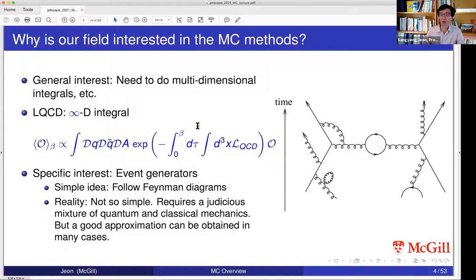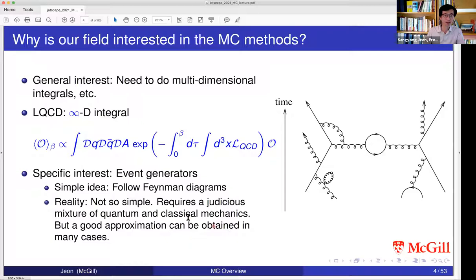Okay. The specific interest in our case is actually event generators. This is the JETSCAPE summer school. So what we're trying to deal with is event generators. We want event generators that actually generate heavy ion collision events that have enough physics in them so that we can study what's going on inside the actual system, theoretically, and also compare with the experimental results and learn something about the underlying system.